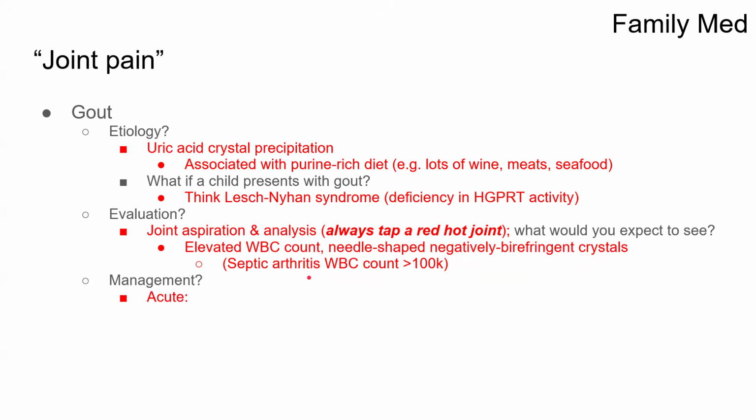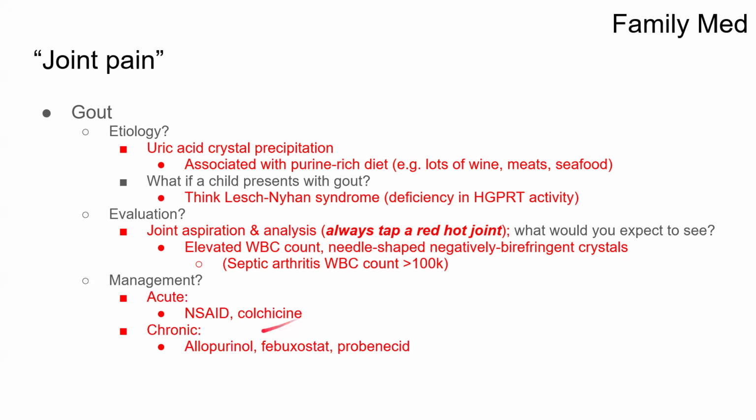The management of gout is also important to keep in mind. There's two phases: the management of the acute phase and then the management of chronic gout. The acute management of gout includes things like NSAIDs and colchicine. These have to be given as soon as possible to reduce additional inflammation and neutrophil recruitment to the area, which therefore reduces pain and inflammation.